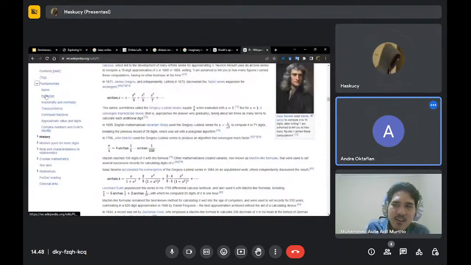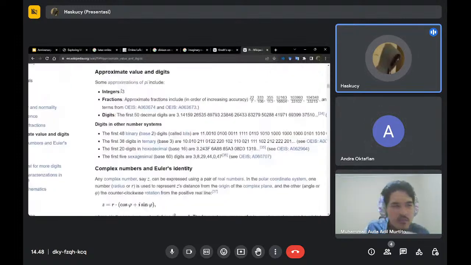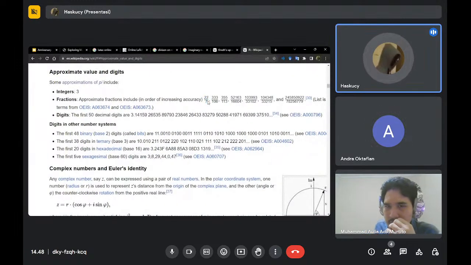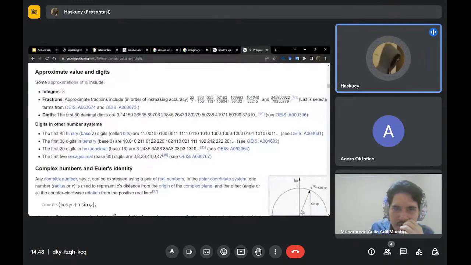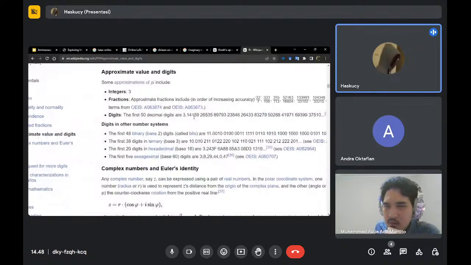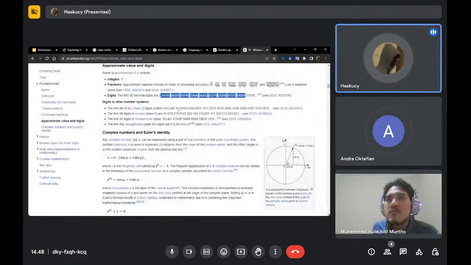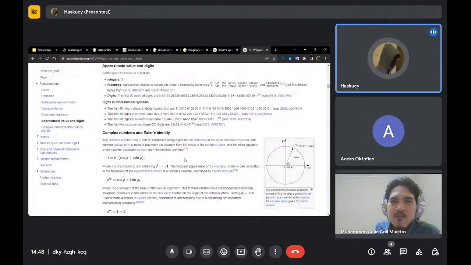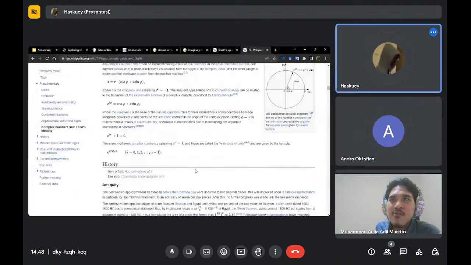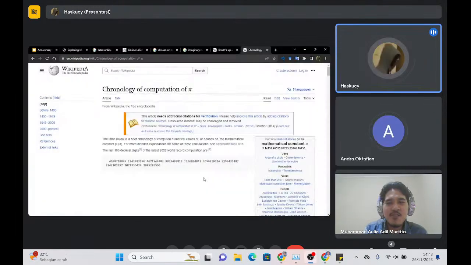Here the integer is 3. The fraction could be 2020 divided by 7, 333, 0.06, 106, and so on. You can see the digits and many things on this. Wikipedia is a good source of information.